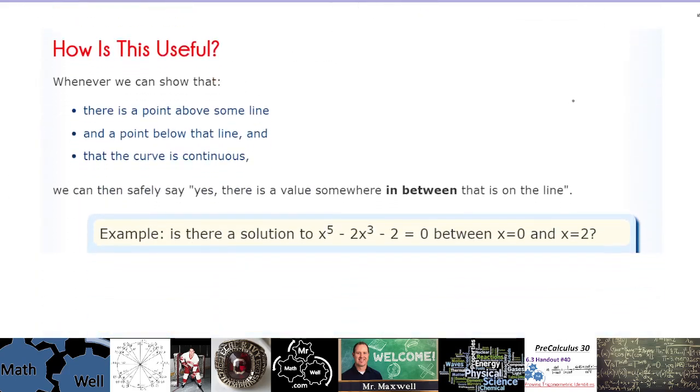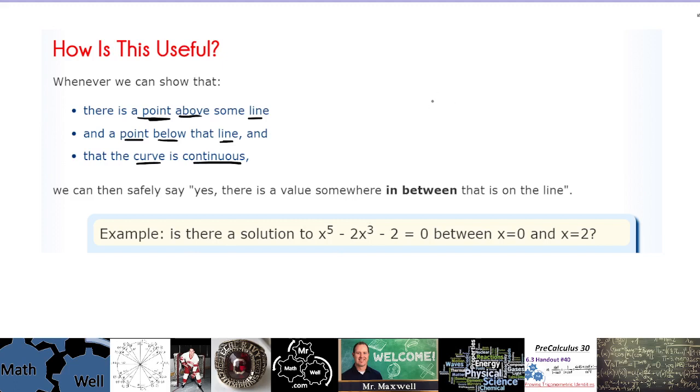Okay, let's just take a moment and ask, how is this useful? One algebraic reason why this is useful is this. When there is one point above some horizontal line and a point below the same horizontal line, and the curve is continuous, we can prove that there would be an x-intercept.